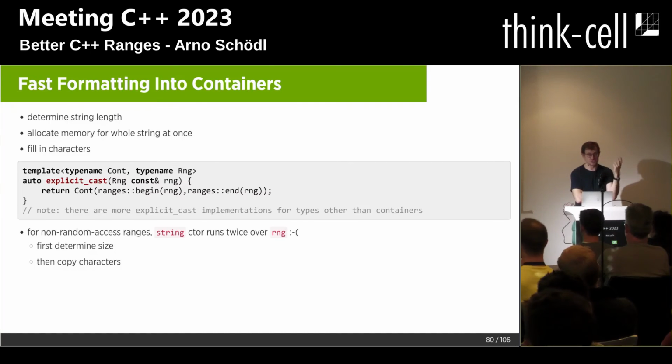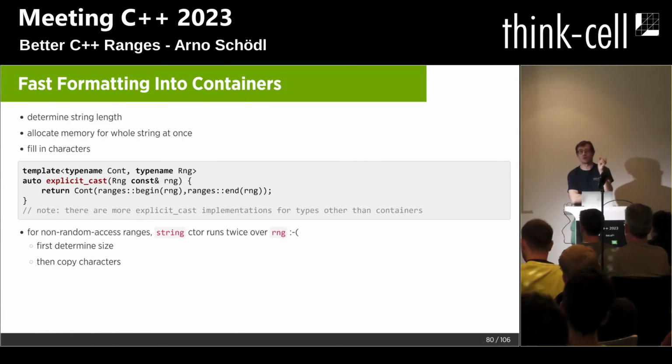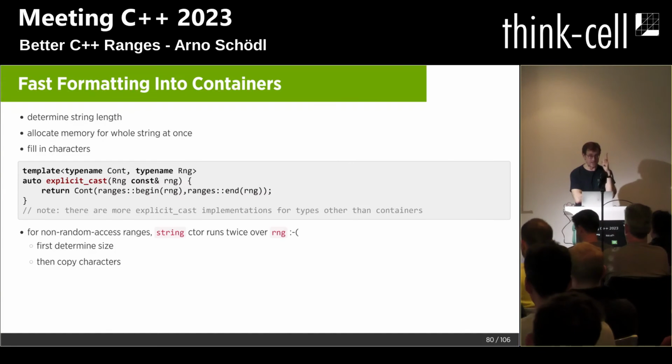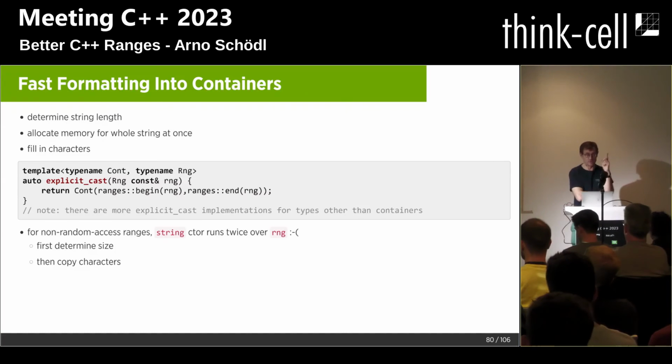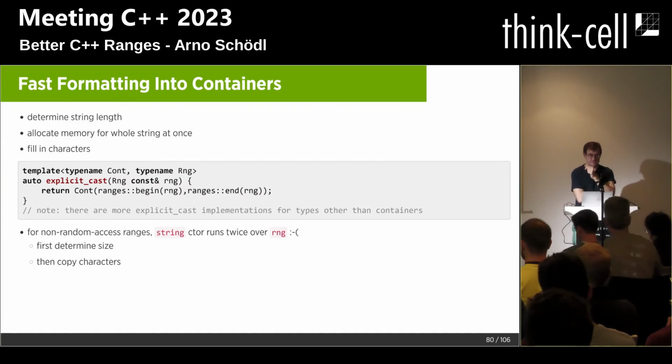The standard library assumed that iterating over a range is cheap. It is no longer in a range world. In a range world, it's expensive to iterate over a range, but they assumed it's cheap. So the standard says we are only allocating once when we construct a std string. That's important. We don't want to avoid memory allocations, we don't care about the iteration. So no matter how complicated your range is, the std string constructor, when constructing from a non-random access range, will iterate twice over the range, which may be very expensive.